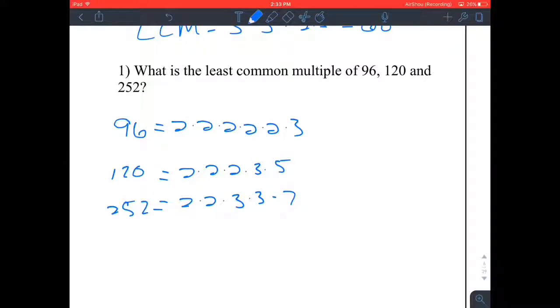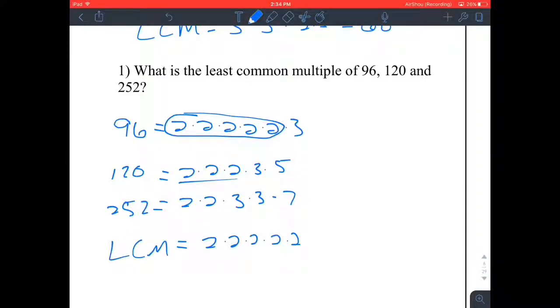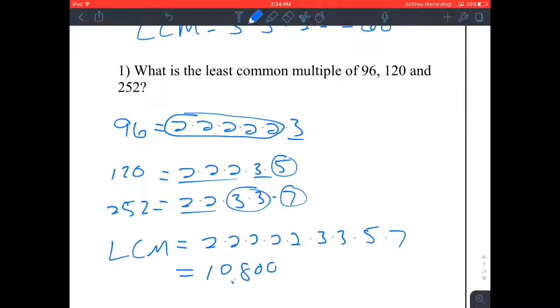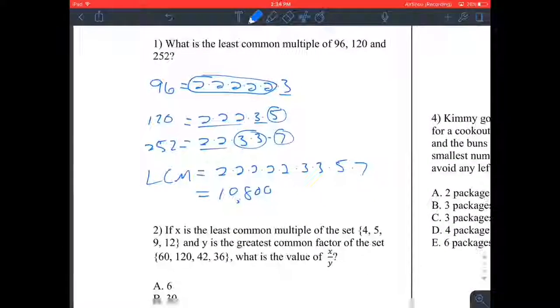The least common multiple can be found by taking each unique number from each of these lists and taking it whichever time it occurs the most. So for example, this has 5 2's. Here it occurs 2 times and 3 times, so that's not going to be it. We got a 3 and a 3, and we have a 5 and we have a 7. If you multiply those together, you're going to get 10,800. Least common multiple of those is 10,800.